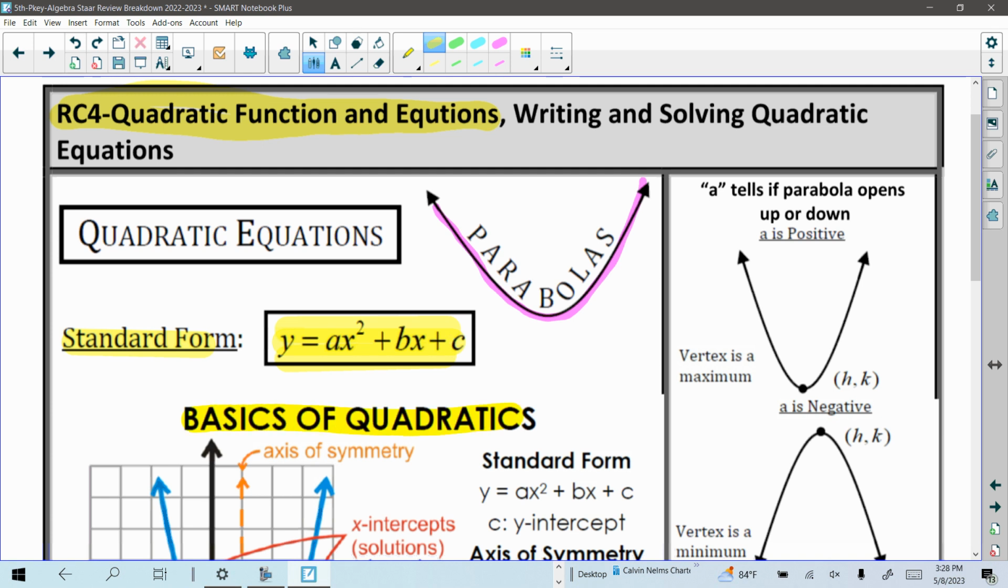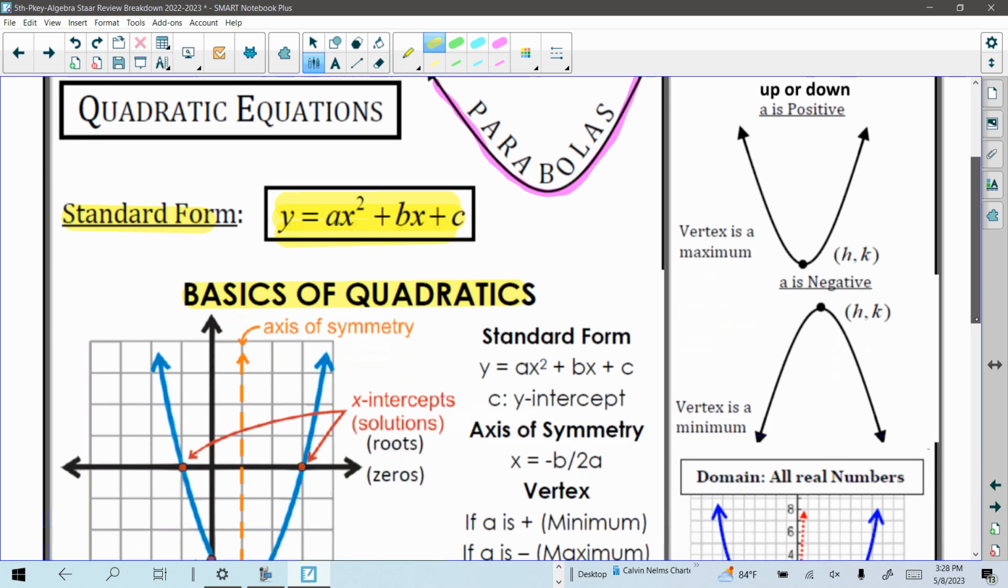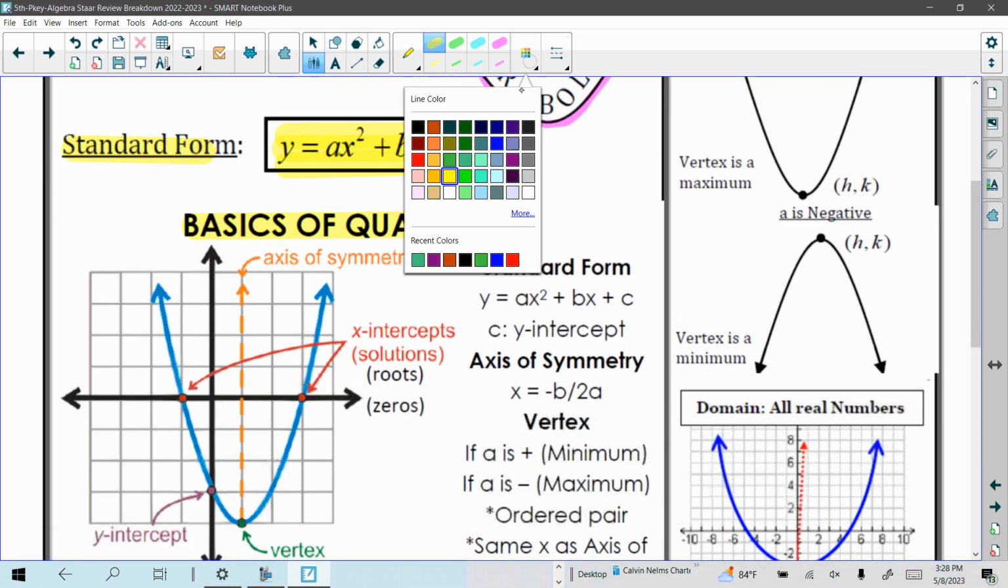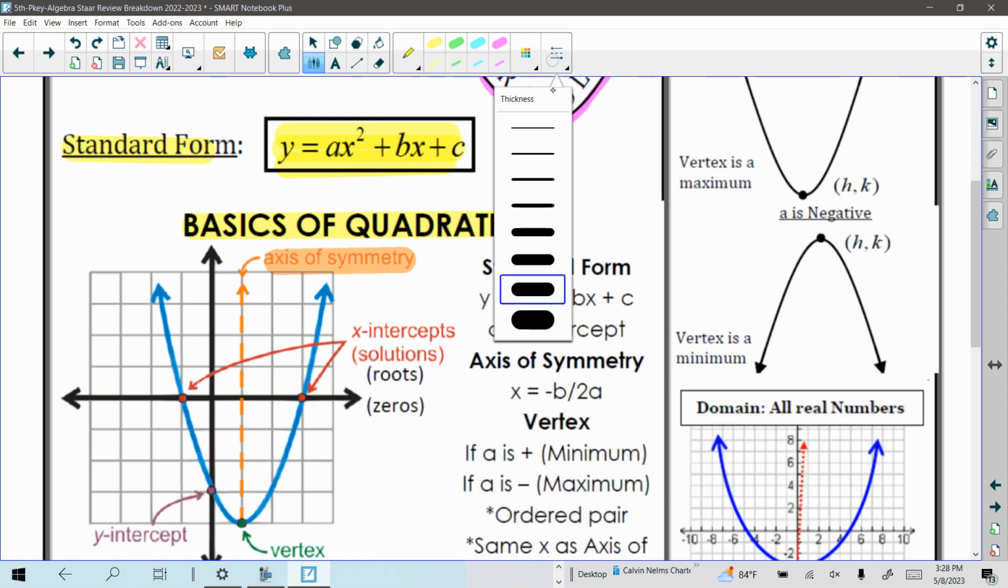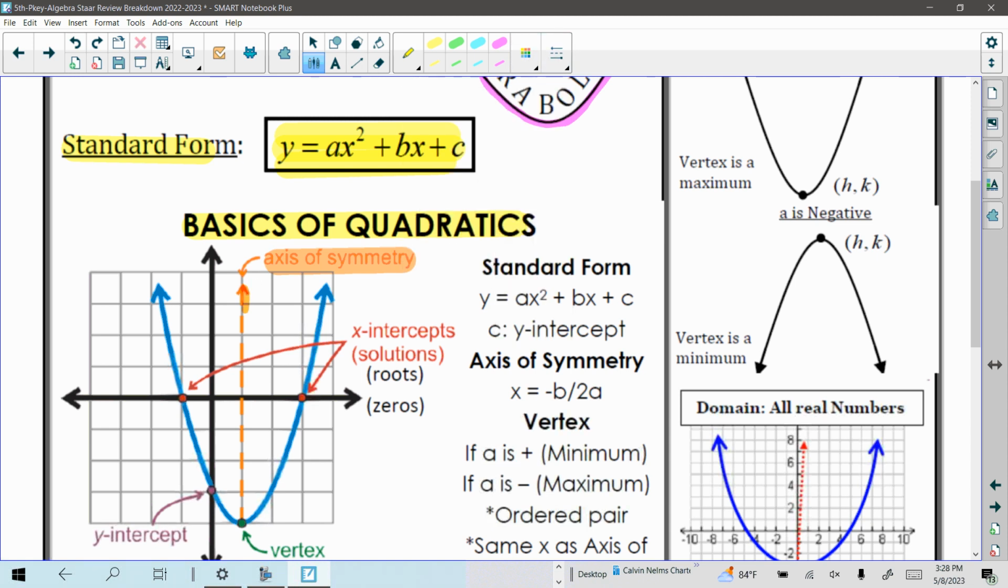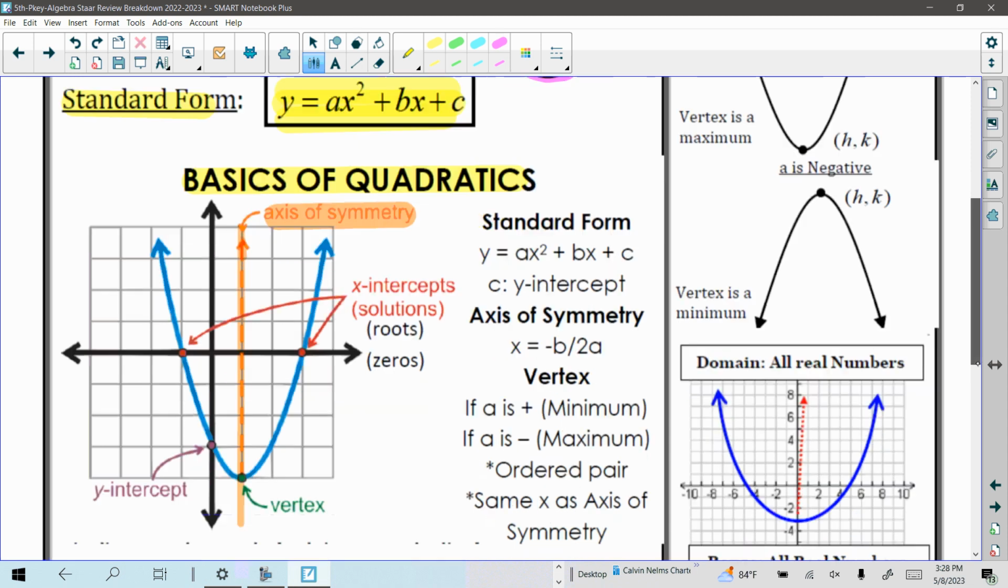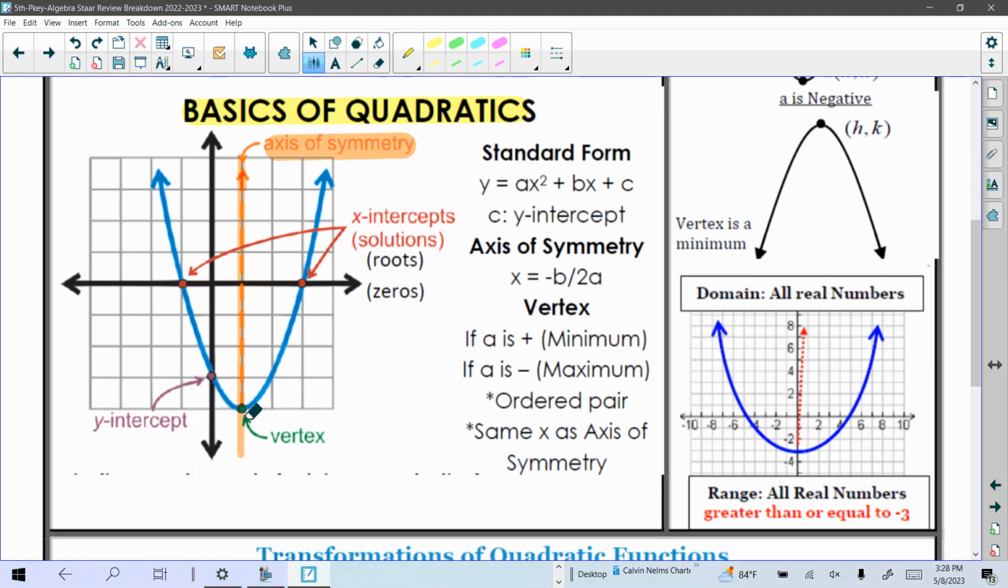The basics, the parts that you're going to have to label and identify, are the axis of symmetry here. Let me fix this real quick. That is this dotted line going through, and maybe I should keep it dotted. It goes through the middle of the parabola and it goes through the vertex.